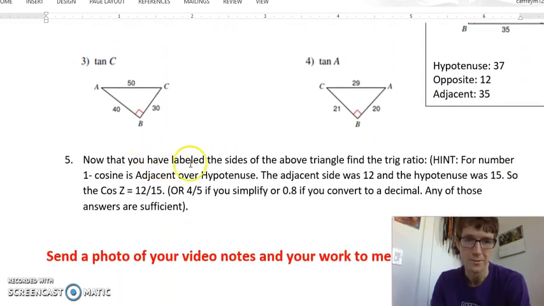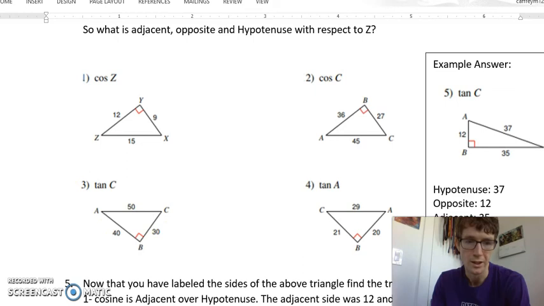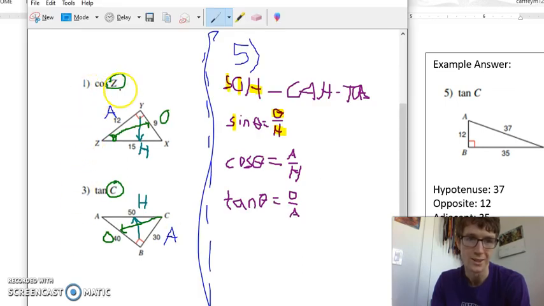But let's go back to 5. What is the trig ratio? For number 1, we're doing the cosine of Z. So we already labeled it with respect to Z, so that's great. So the cosine of Z is going to be equal to adjacent over hypotenuse. Our adjacent is 12, and our hypotenuse is 15. So 12 over 15. And I'm actually okay with you guys just leaving it like that.